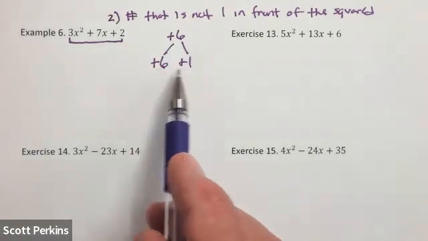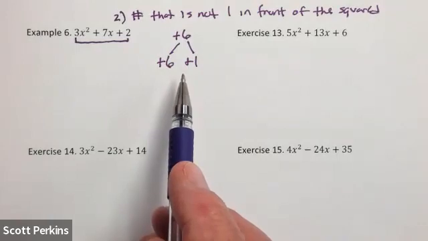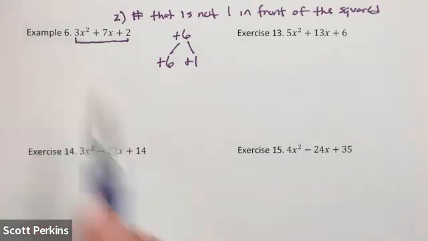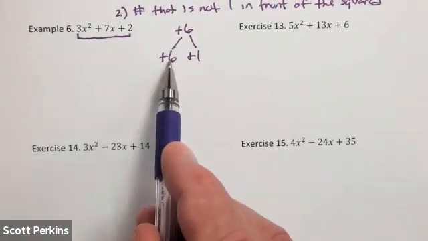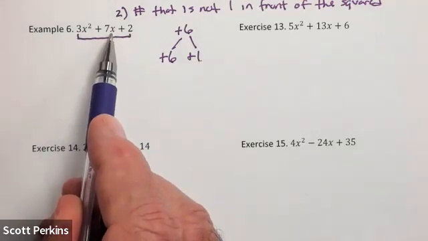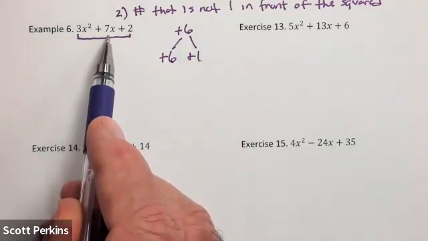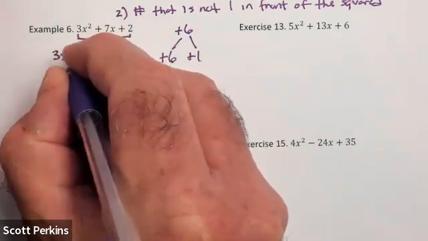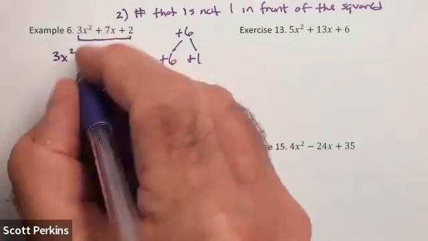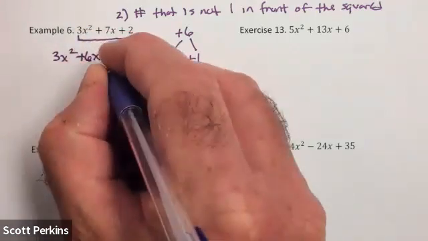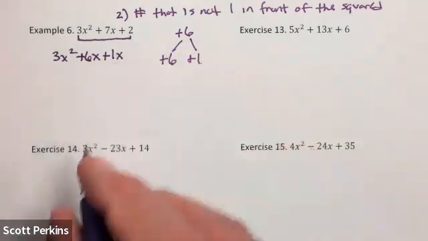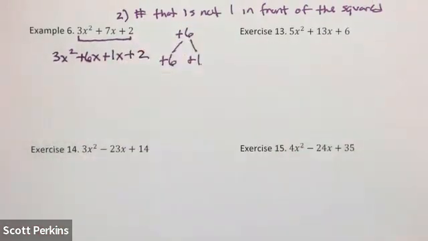Now, this is where we get into a little bit different than what we were doing. The reason we have to do this differently is because of the 3 in front of the x squared. So I'm going to use these two factors, this 6 and this 1, to take this middle term and break it apart into 2 terms. I'm going to have my 3x squared, that doesn't change. And then instead of 7x, I'm going to write that as plus 6x plus 1x. You don't have to write the 1, I'm just writing it so that you know where that number went, and then plus 2.